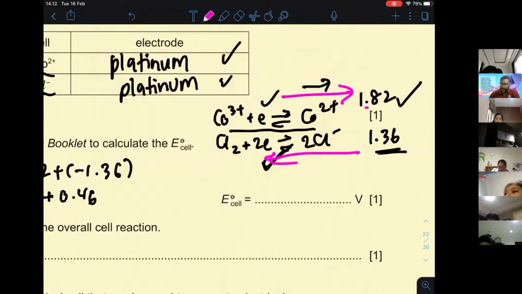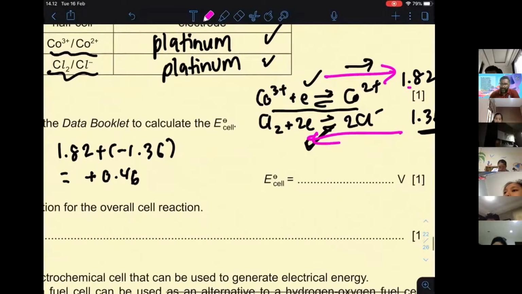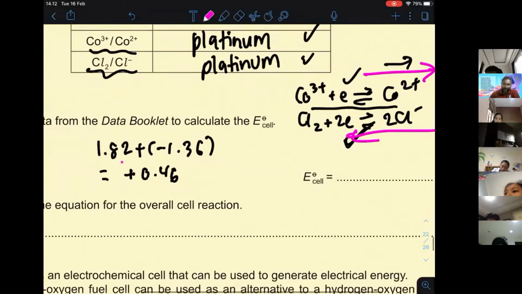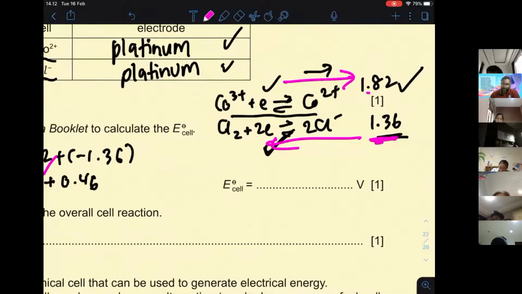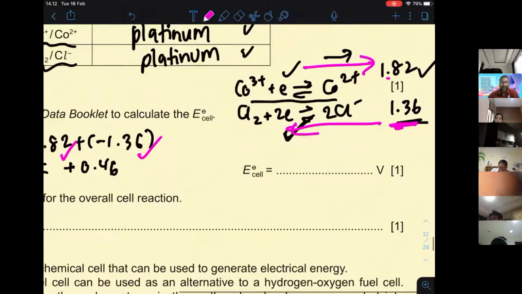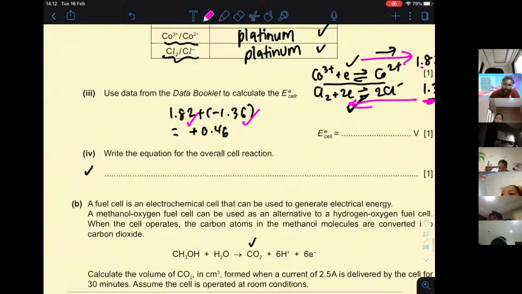Now, once you have that, it means if I want to calculate the E cell, it's supposed to be 1.82 plus, this is going to the left, so it's going to be negative 1.36. So when I do this calculation, I will get 0.46, and this is going to be plus. Please remember this. So it's going to be plus 0.46 volt.